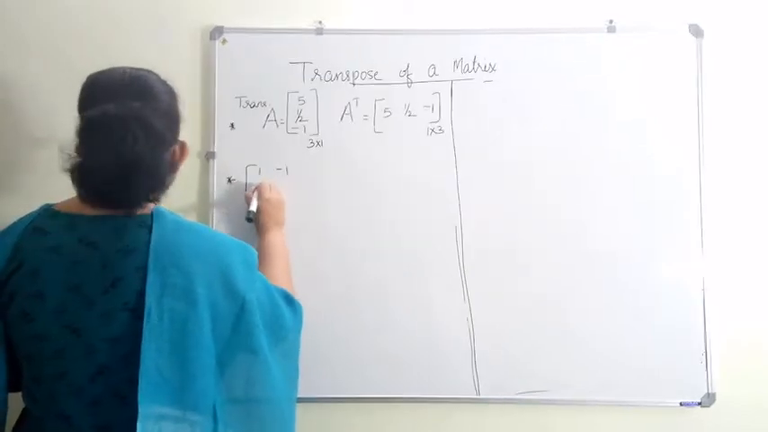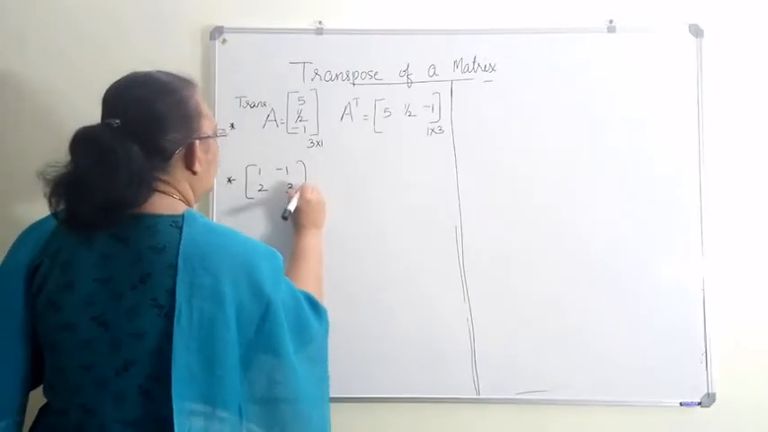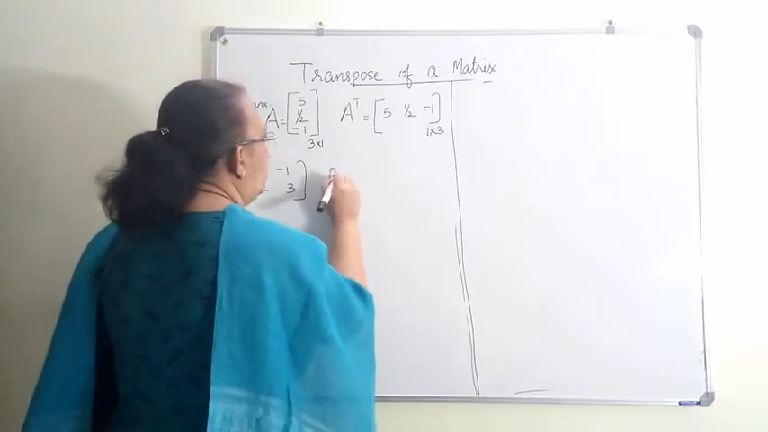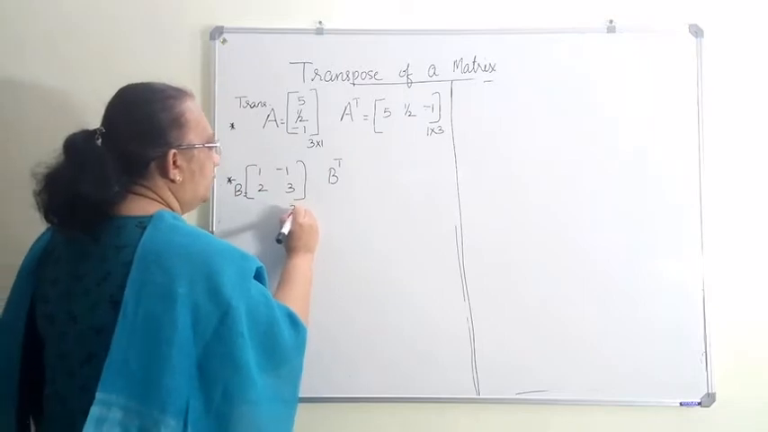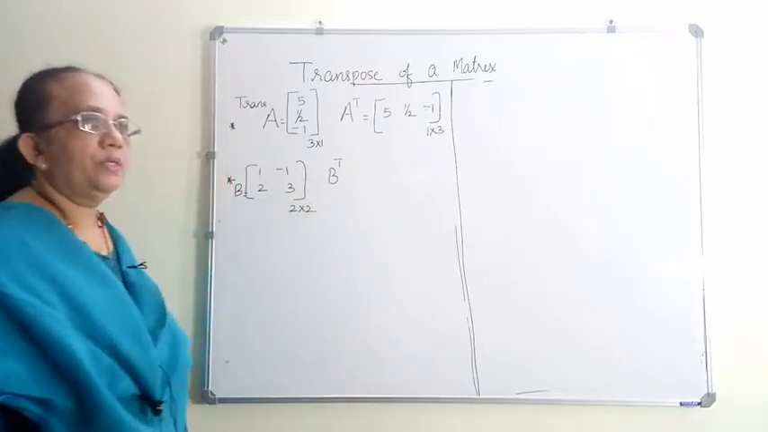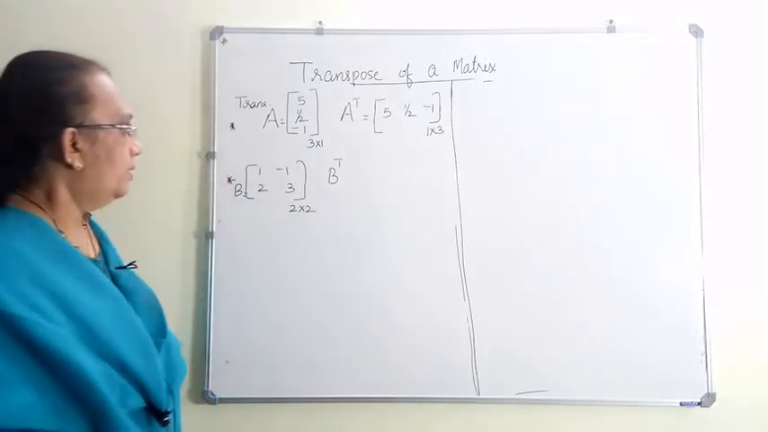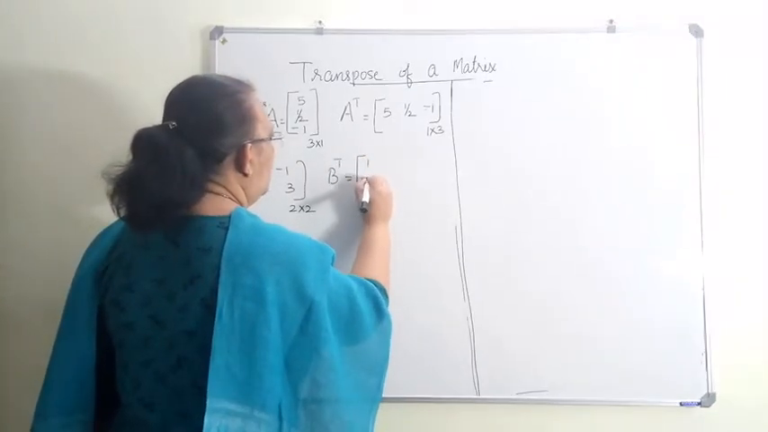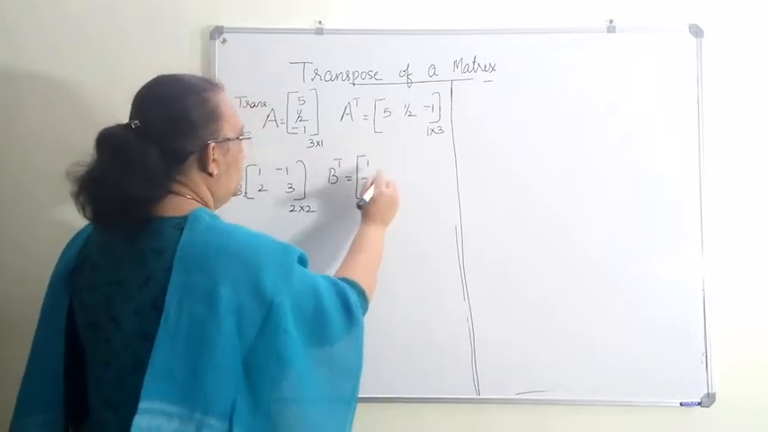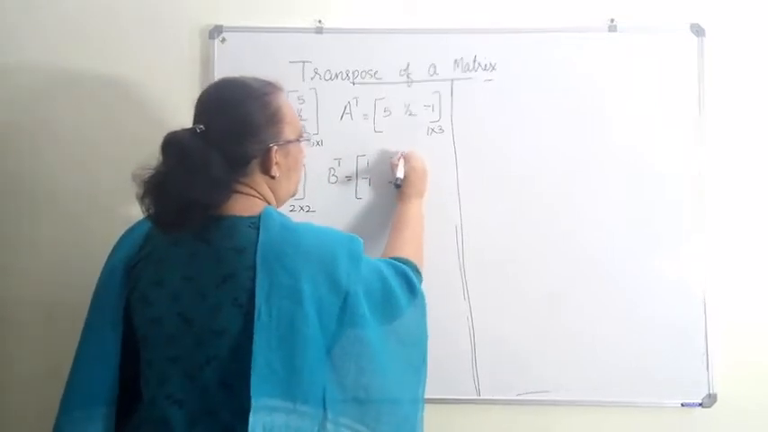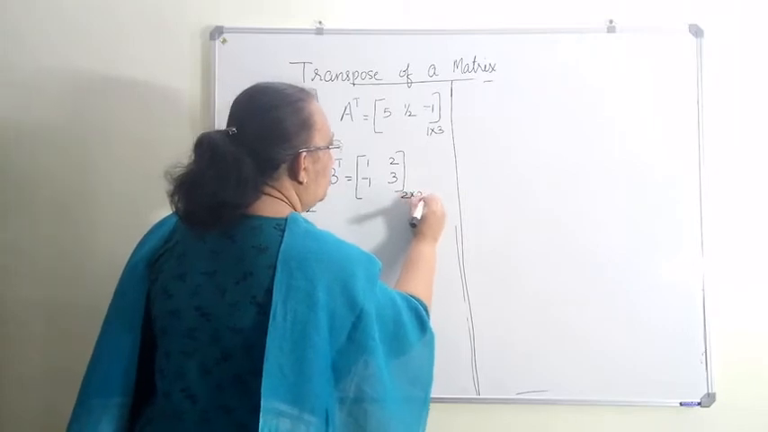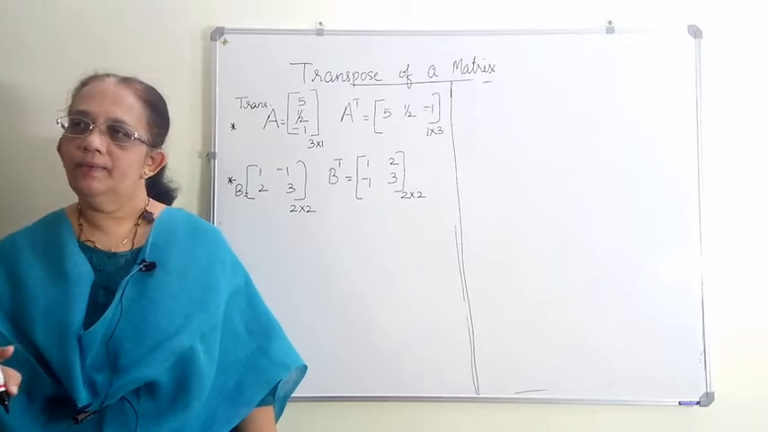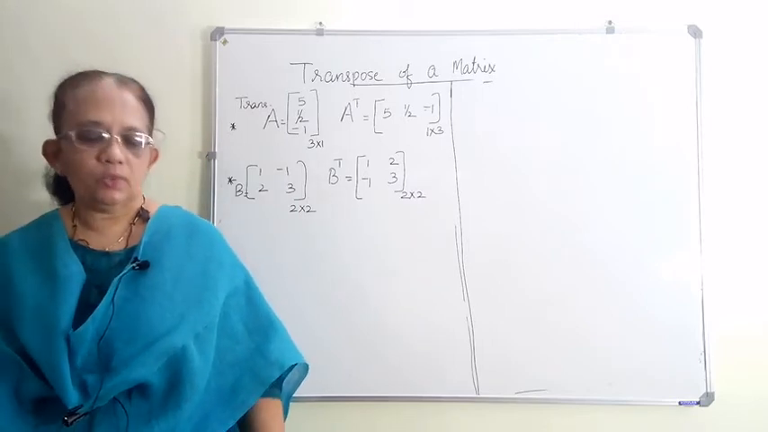B is the matrix 1, -1, 2, 3. Another one, give me the answer. The peculiarity is it is a square matrix of order 2. So what is the transpose equal to? Transpose is equal to 1, -1. Row becomes a column, 2, 3. And also it is of order 2 by 2. Okay. It's clear when you consider a rectangular matrix as well as when you consider a square matrix.